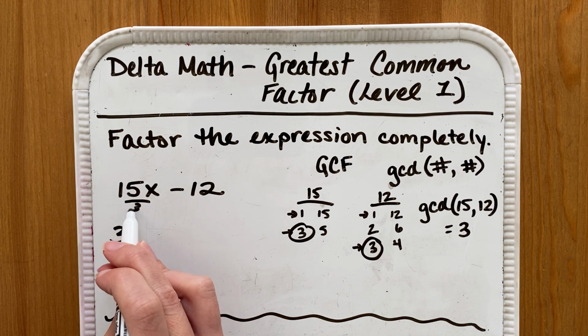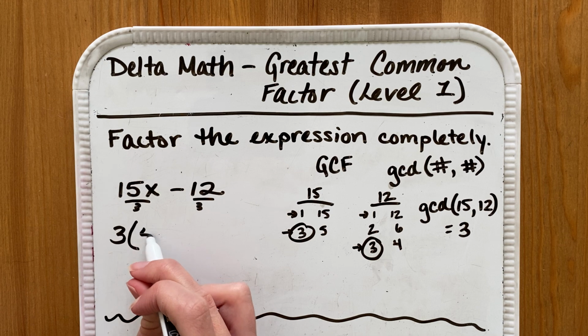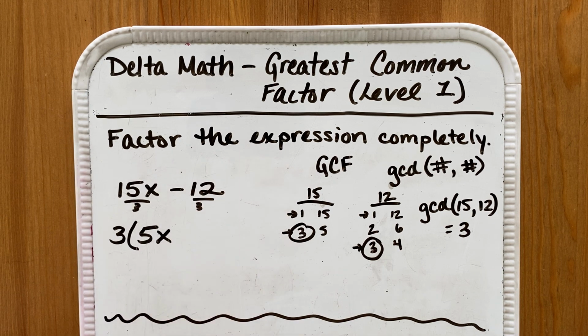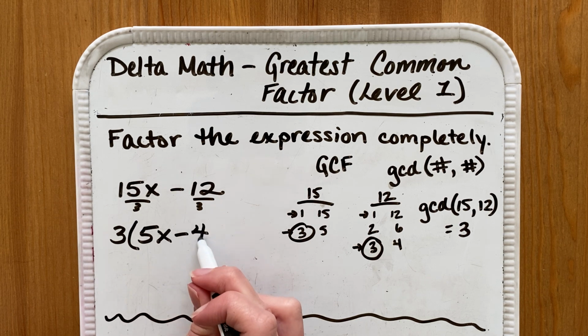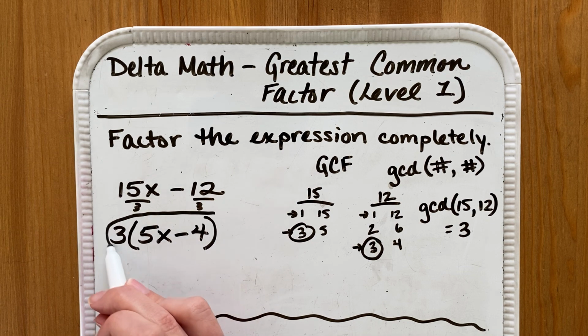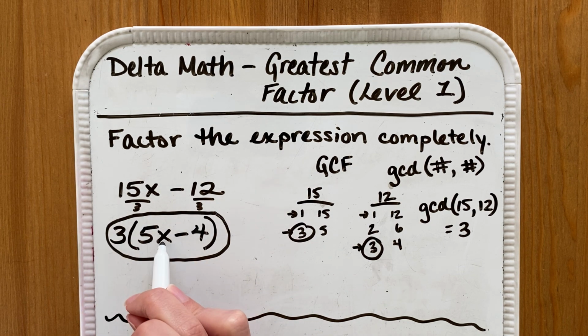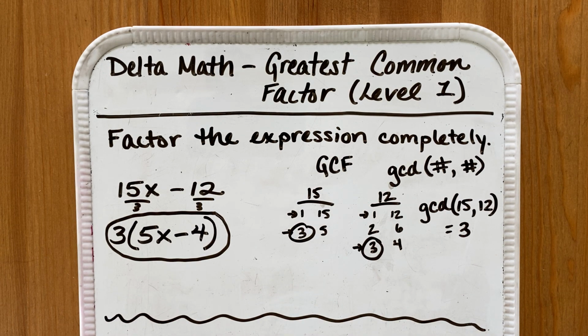So I'm going to divide each of these terms by that GCF that we decided on. So 15 divided by 3 is 5. I can bring the x down. Negative 12 divided by 3 is negative 4. And that should make my final answer. You can check it by multiplying and just double checking. 3 times 5x is 15x, 3 times negative 4 is negative 12, and that one does check out.